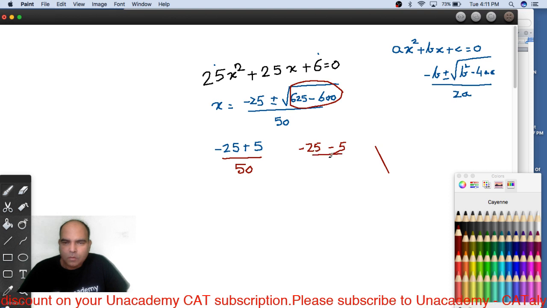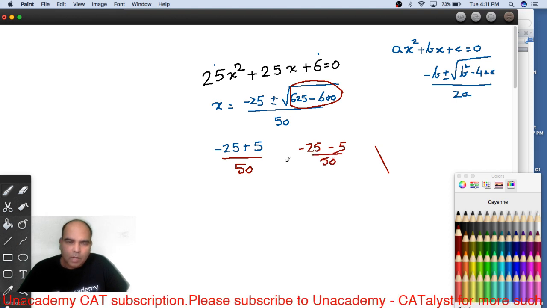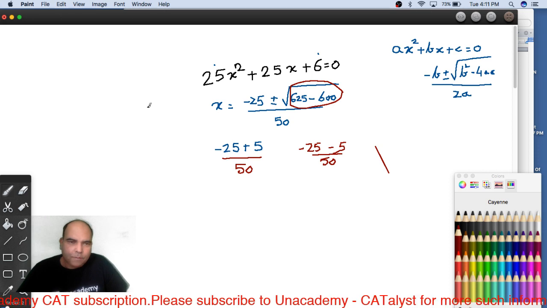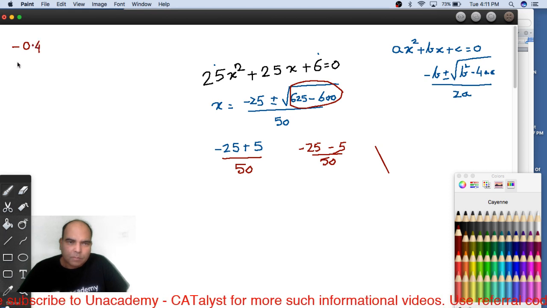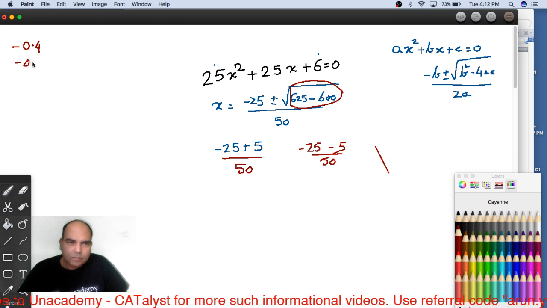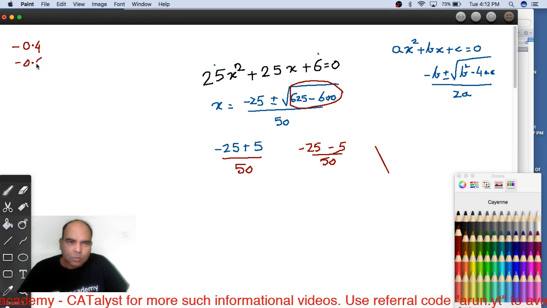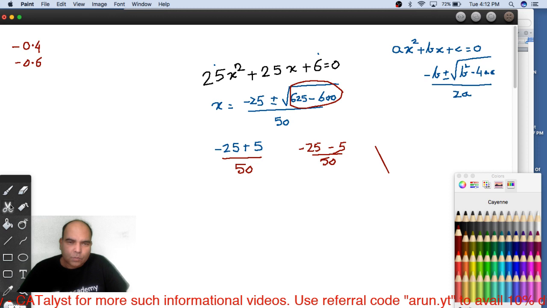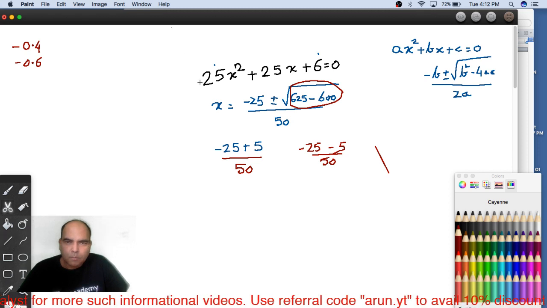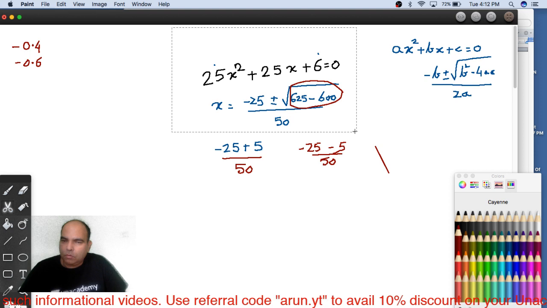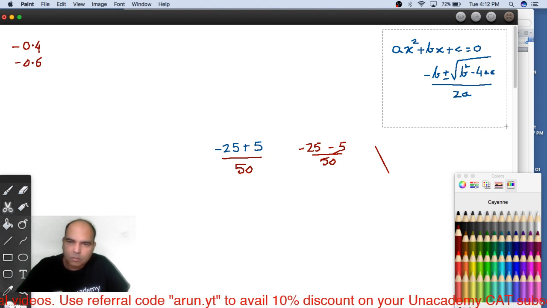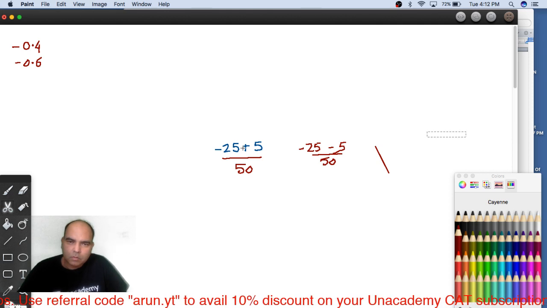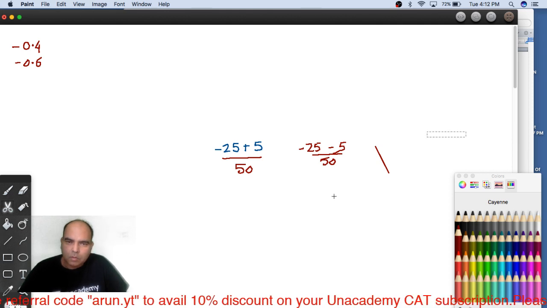So the values you get for x are minus 20 by 50, that is minus 0.4, and minus 30 by 50, which is minus 0.6. These are the two values that you get for x in this situation. Minus 0.4 and minus 0.6. So now you have to compare this to the value of y.